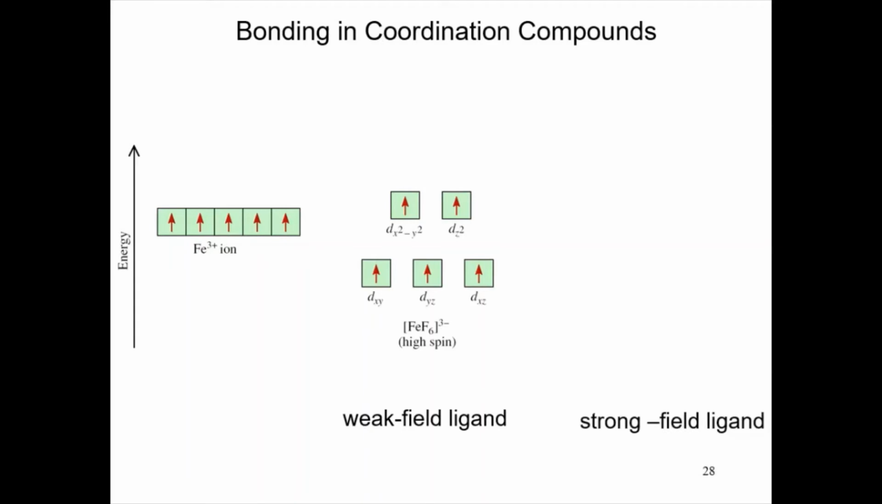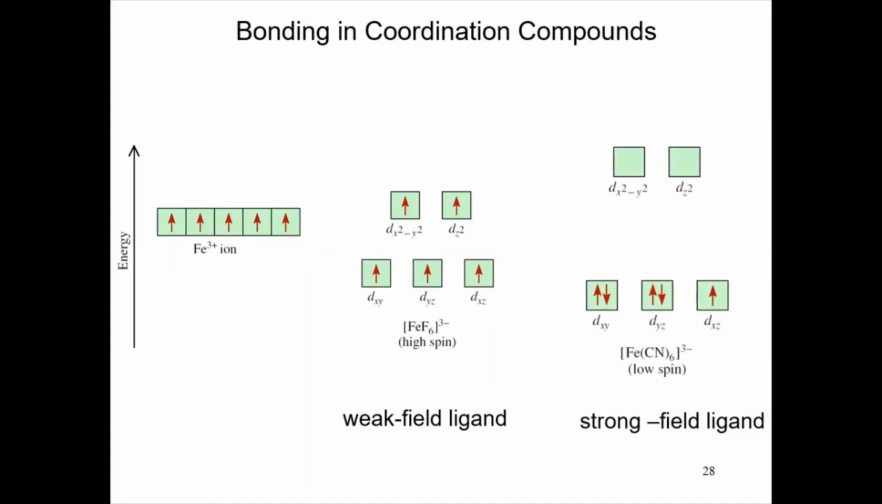Now, what happens if I put the iron 3 ion in a complex with a strong field ligand? Let's say, for example, the cyanide ion. So the cyanide ion is a strong field ligand, which means it produces a broad or a large crystal field splitting, a large gap here, like that. In this case, the difference in energy between the top set of orbitals, or the E group, and the bottom one, the T group, is too big.